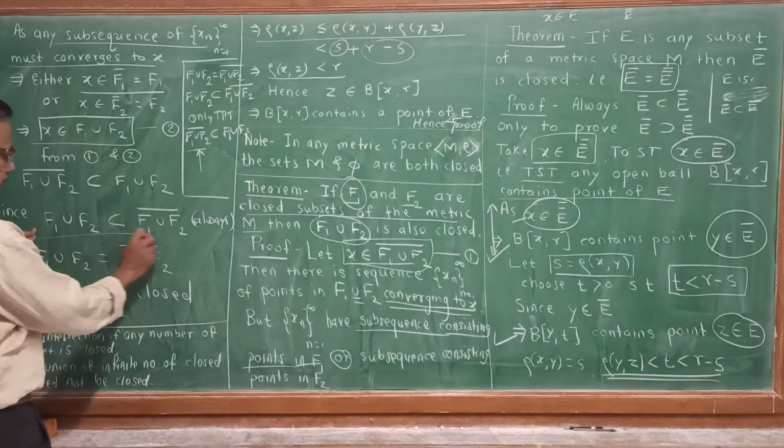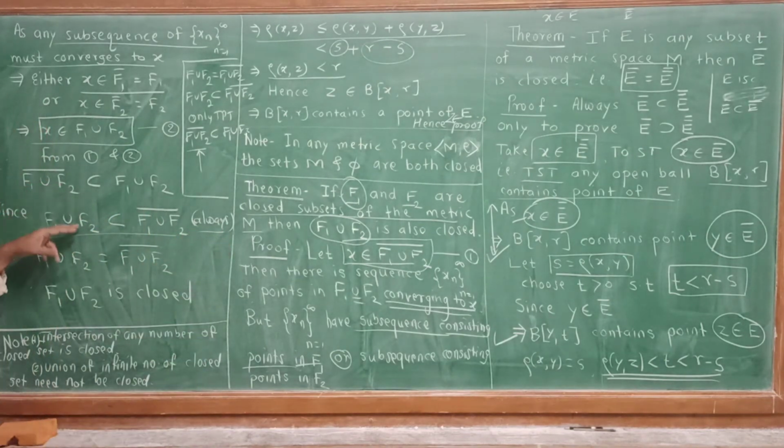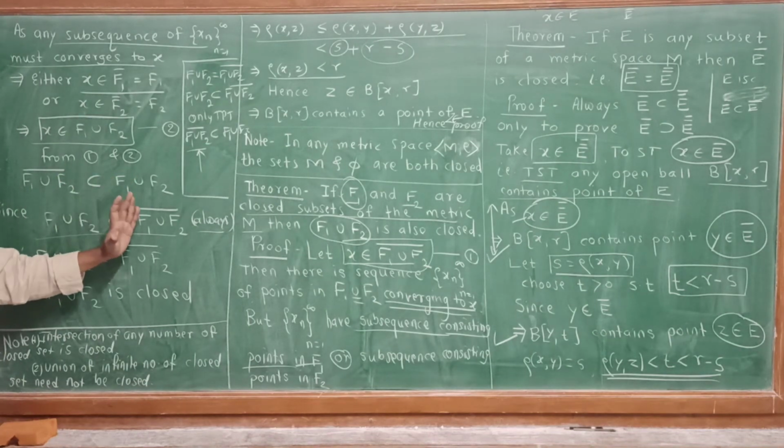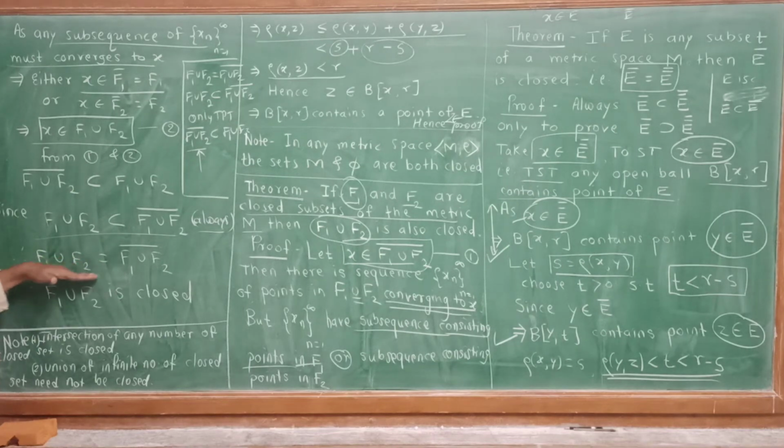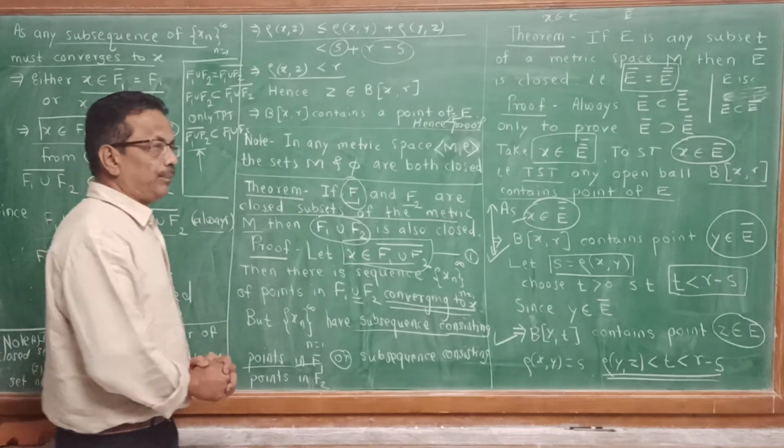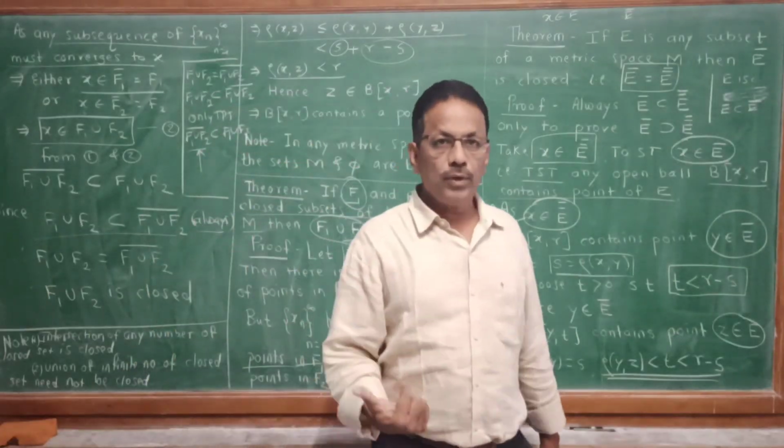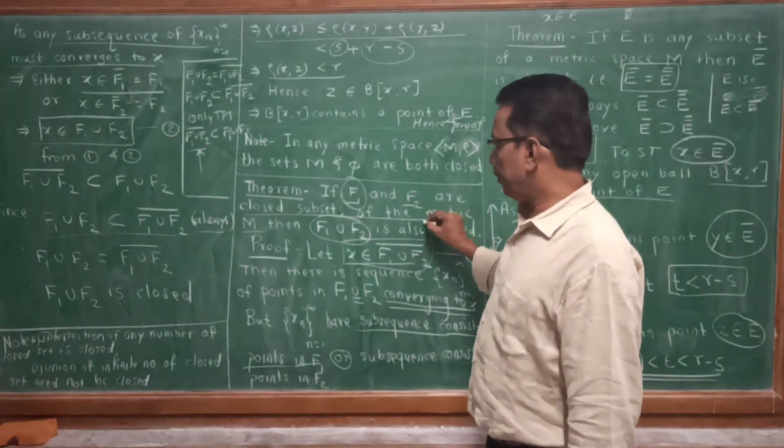As always, if A is a subset of B and B is a subset of A, then A is equal to B. Similarly here, F1 union F2 is equal to the closure of F1 union F2. That is, F1 union F2 is closed. That is the theorem.